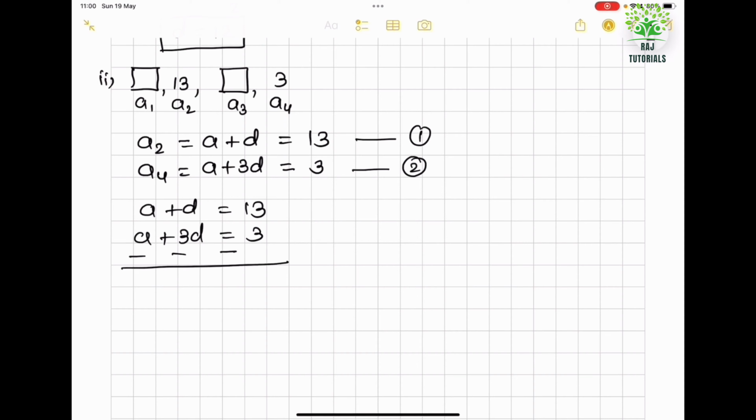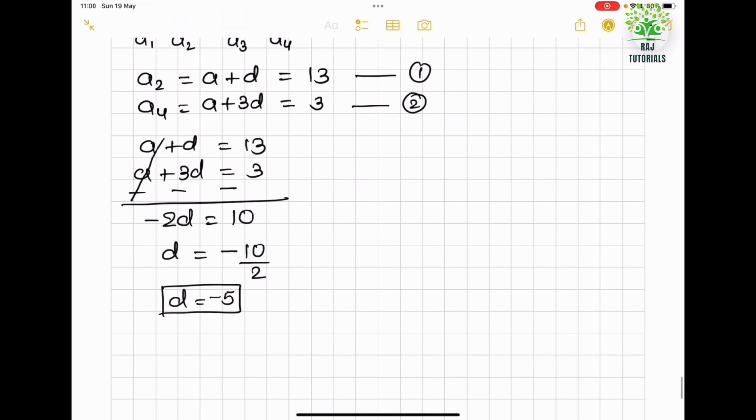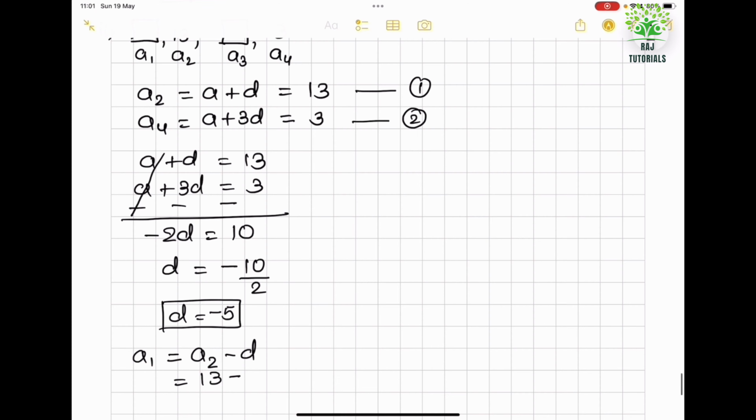So subtracting, A cancels, so minus 2D equal to 10. So D will be minus 10 by 2. So D will be minus 5. Now I got D, but I still don't know A1. So to find A1, A1 will be equal to A2 minus D. So that is 13 minus minus 5. So that will be 13 plus 5, so 18.